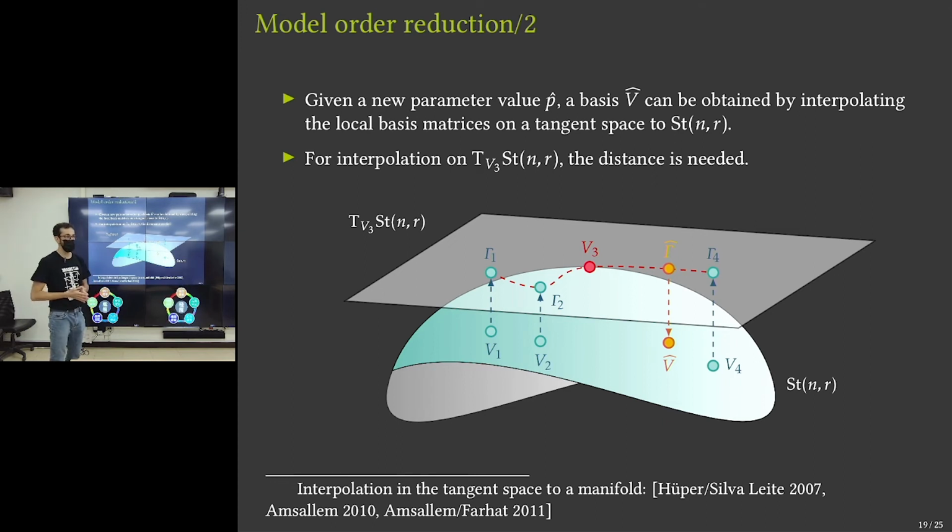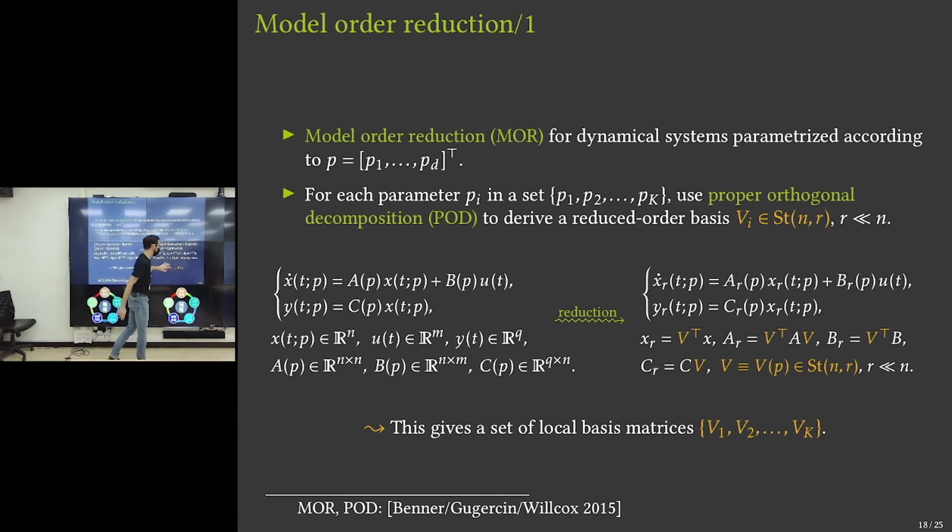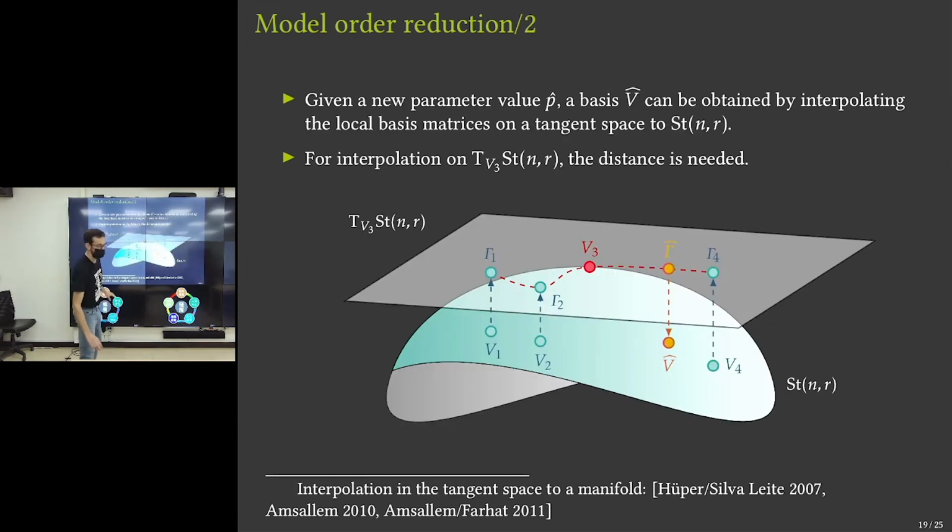So we can obtain a new orthonormal basis V hat corresponding to P hat by interpolating the local basis that we already have. So we already have this set here. Now we are given a new P hat. We want to obtain V hat starting from that set, basically without performing the proper orthogonal decomposition again, maybe because the system is really, really big and that is too expensive. And we already have these matrices V from V1 to Vk. We want to use them.